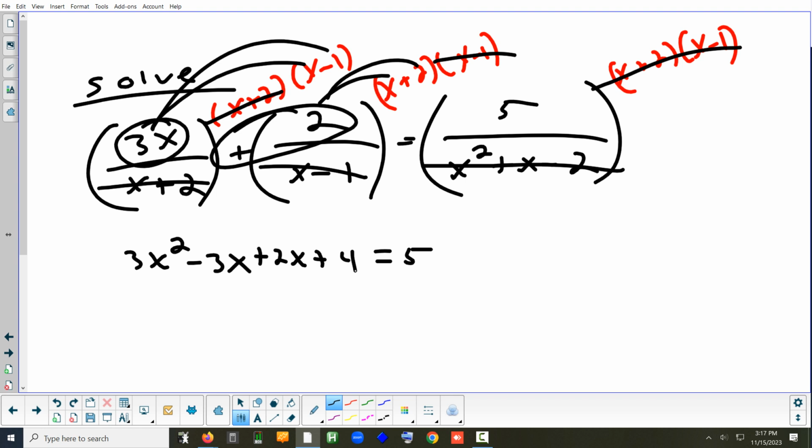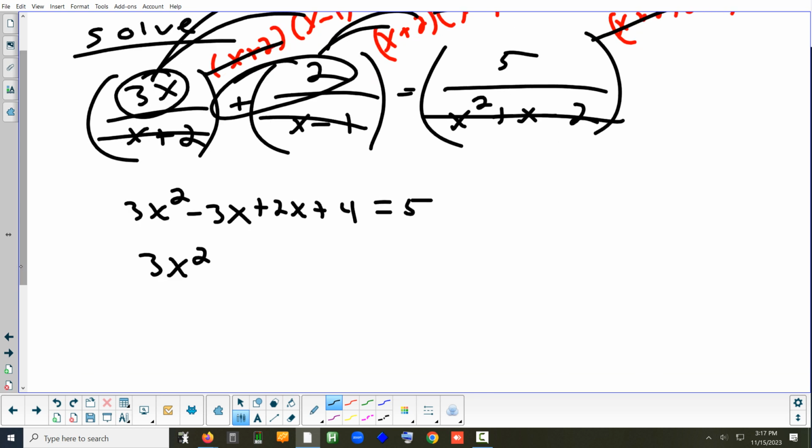And the highest exponent on the left-hand side is a square, which makes it what kind of equation? Quadratic. So we eventually want to get it equal to what number? 0. Yep. Okay, so combine like terms. What's negative 3x plus 2x? Negative x. And now we got to get the 5 on the other side. So 4 minus 5 is negative 1.